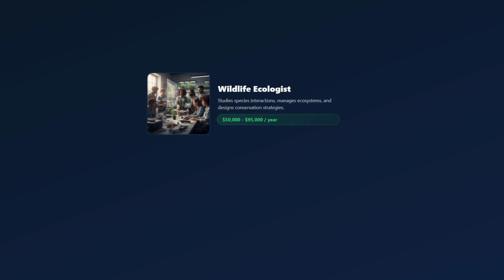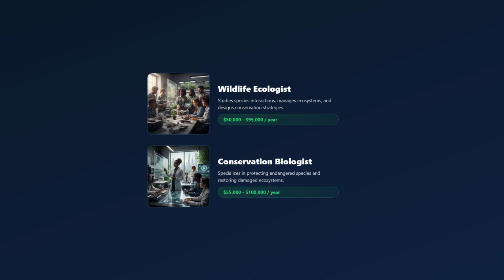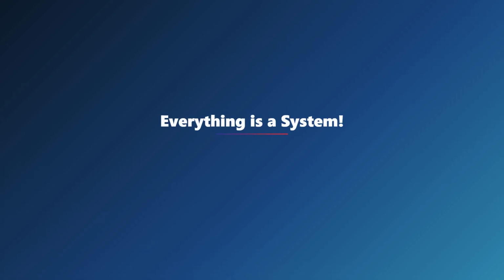Understanding these complex systems can lead to fascinating careers. Wildlife ecologists study interactions between species and environments, managing ecosystems and designing conservation strategies, earning between $50,000 and $95,000 a year. Or become a conservation biologist, specializing in endangered species and ecosystem recovery, with salaries ranging from $55,000 to $100,000 annually. Everything is a system.